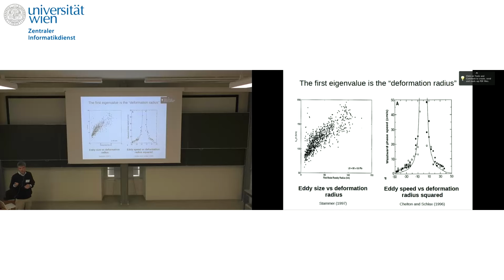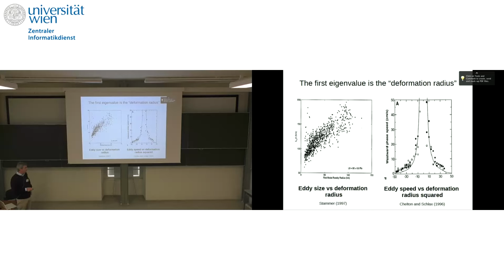And the deformation radius is basically the first eigenvalue from the baroclinic problem. So this is the first eigenvalue from the flat bottom baroclinic problem. This was a paper back in '97 looking at this. And there was a famous paper, and I'll talk about this one.